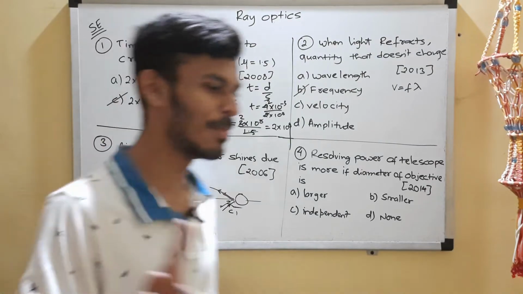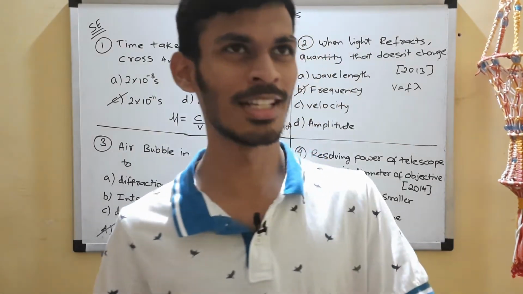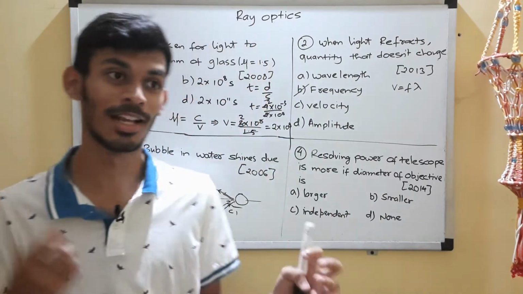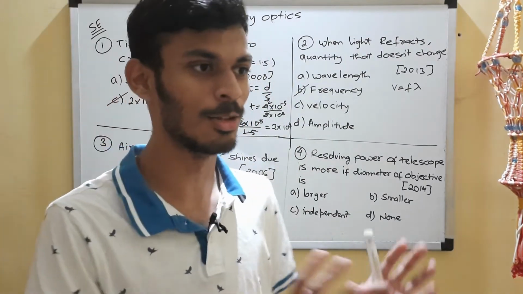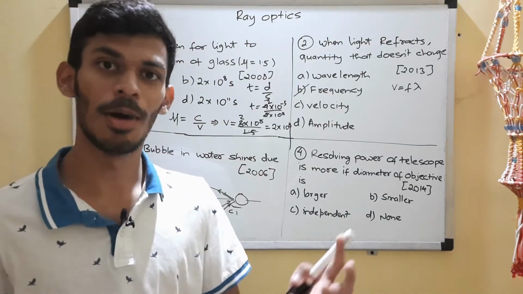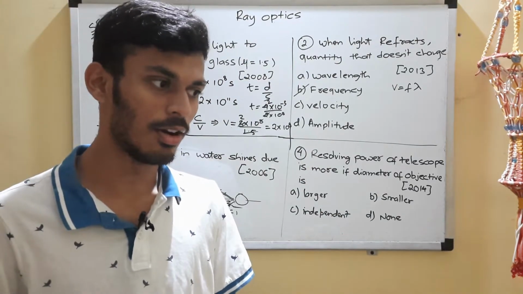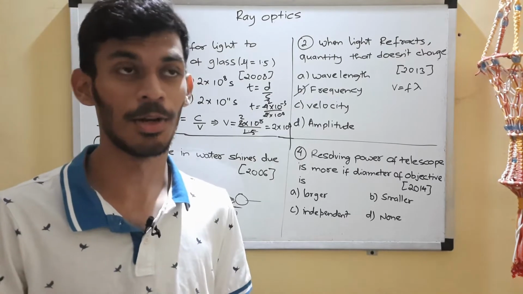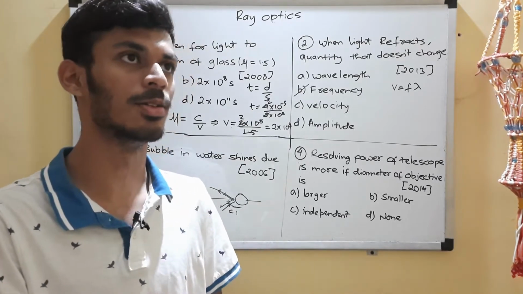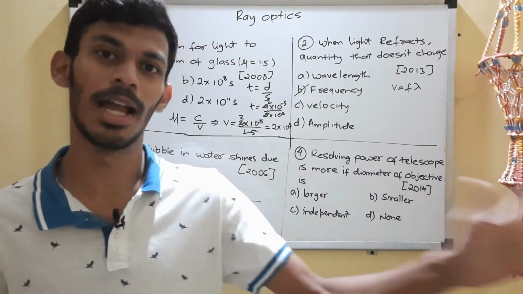Now, I remember I told you about this in the previous class too. I don't know if resolving power is a topic of wave optics or ray optics, but those questions are also important. You'll see questions on resolving power and limit of resolution being asked in BITSAT. So please don't skip over those topics. Those are also important. At least learn the formula by heart.